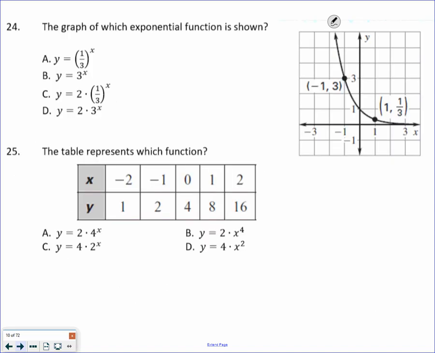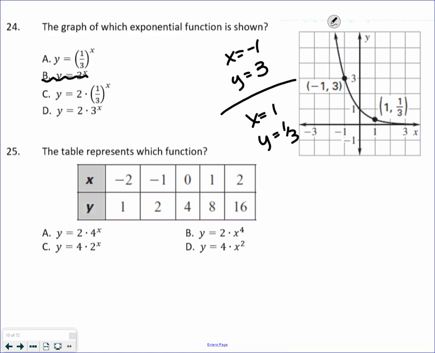All right, same situation. I'm given 2 points. This time I'm not given 0 as one of my points. So again, now I'm looking for x to be negative 1, y to equal 3. And then if I need to, x to be 1 and y to equal 1/3. So here we go. If I put negative 1 into the top one, I get 3. If I put negative 1 into the second one, I don't. If I put negative 1 into C, I get 6, so no. If I put negative 1 into D, I get 2/3. So the only one, when you plug negative 1 in for x, that gets you 3 is A.